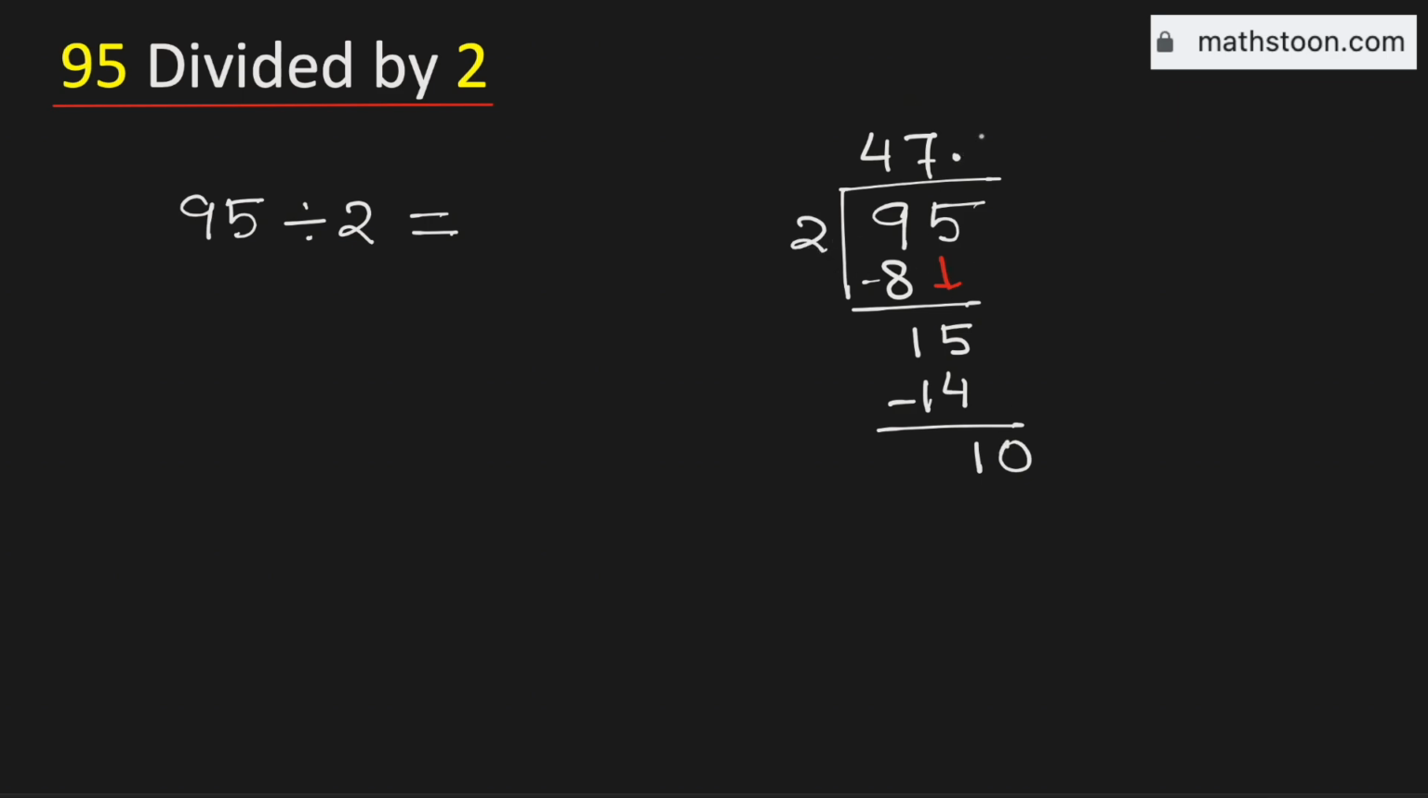Now we know that 2 times 5 is 10. Subtract, we get 0. As we have obtained the number 0 and there is no number to bring down here, so we will stop. Therefore 95 divided by 2 is equal to 47.5, and this is our final answer.